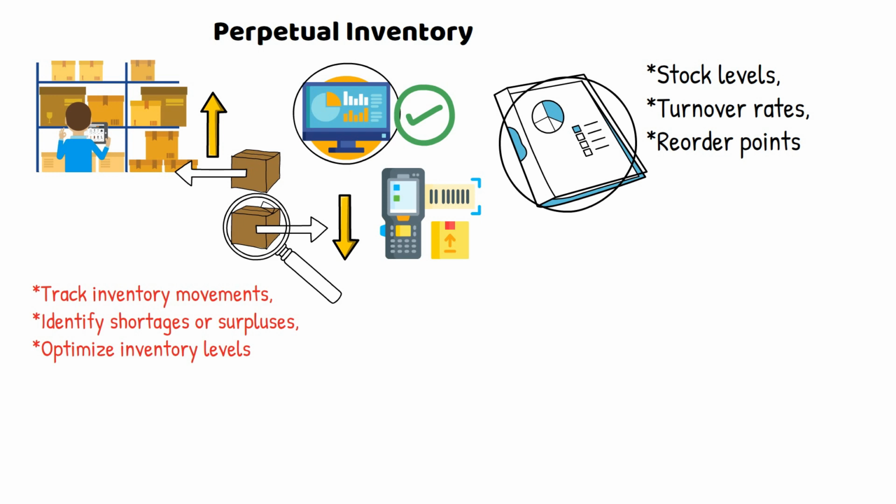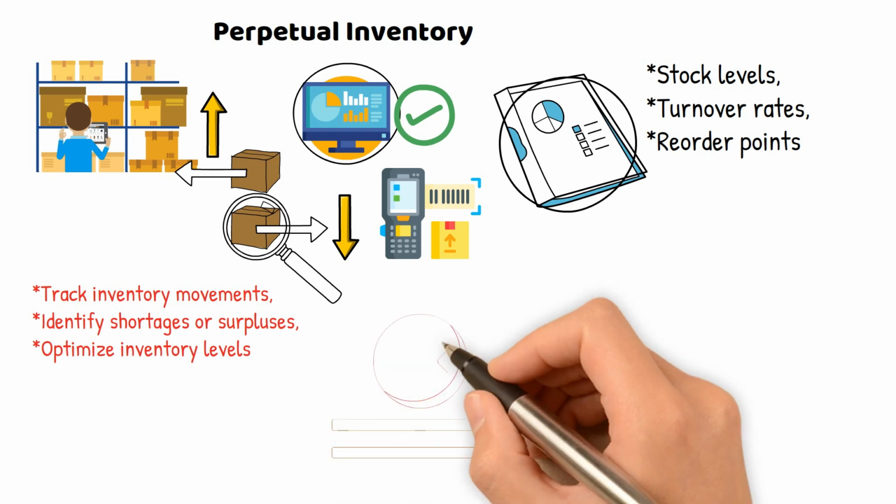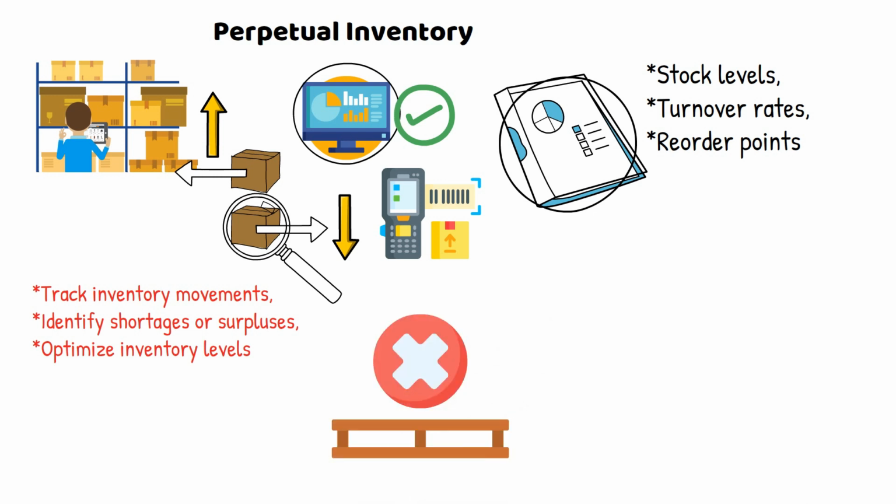This information can be used to forecast demand, identify trends, and make data-driven decisions about inventory management. One of the key advantages of a perpetual inventory system is that it can reduce the risk of inventory stockouts or overstocks, which can result in lost sales or increased storage costs. It also provides better visibility into inventory levels, making it easier to identify and address inventory issues before they become a problem.